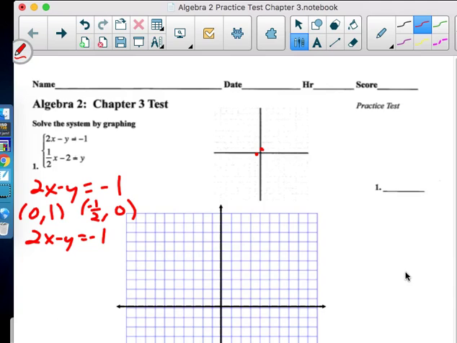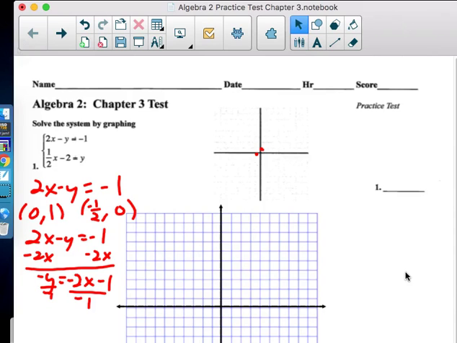What would I need to do if I'm going to get y by itself? Come on, everybody, this is review. Talk to me. What do? Subtract 2x. Y isn't by itself yet. How do I get it there? Divide everything by -1.